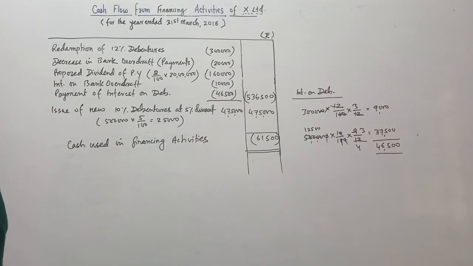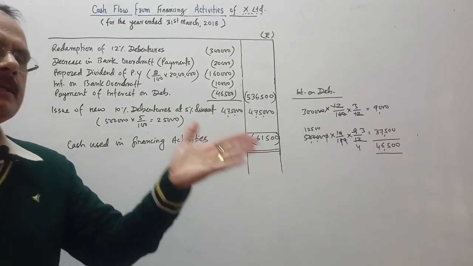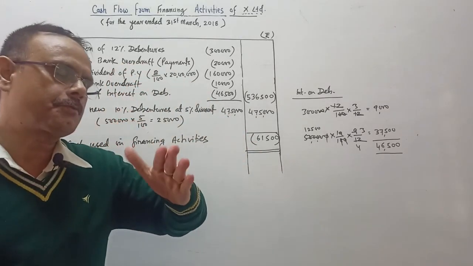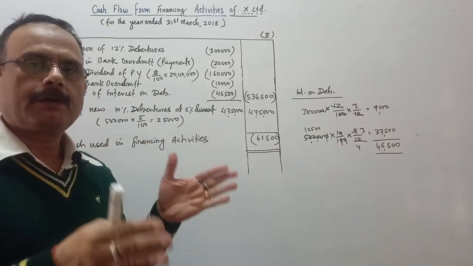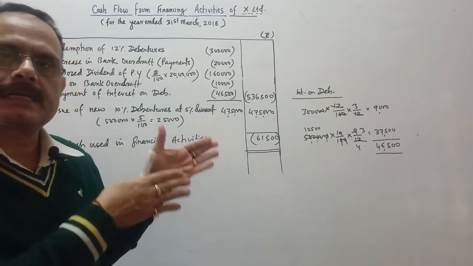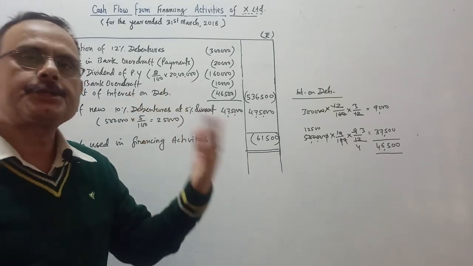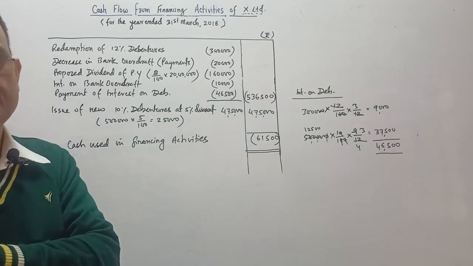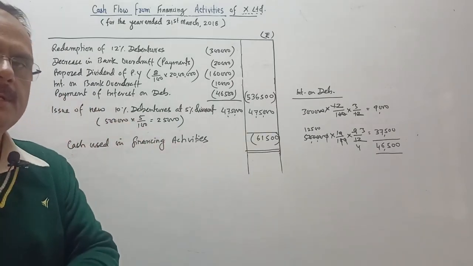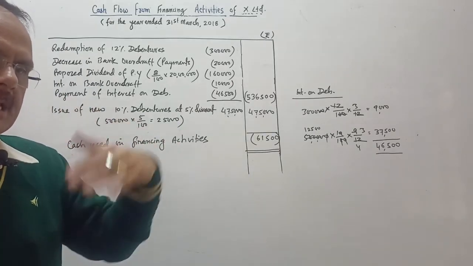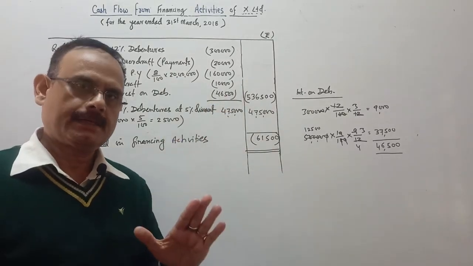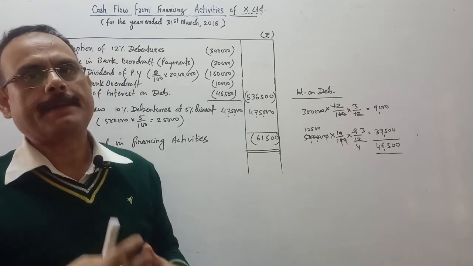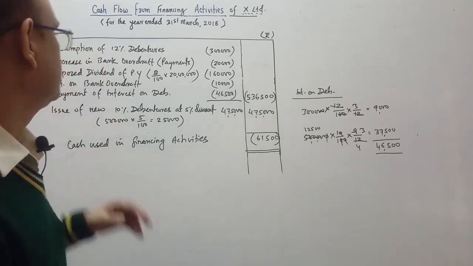Is it clear? So here the bonus share is issued. That's why bonus share is issued from our reserve money, from our past accumulated profit or reserve money. If bonus share is issued, there is no flow of cash. Share capital is increased because of bonus share. It means there is no inflow of cash. It is a process of capitalization.